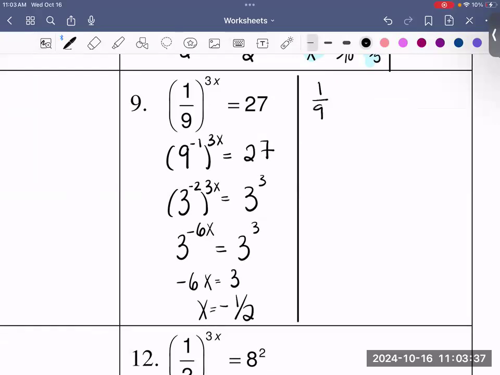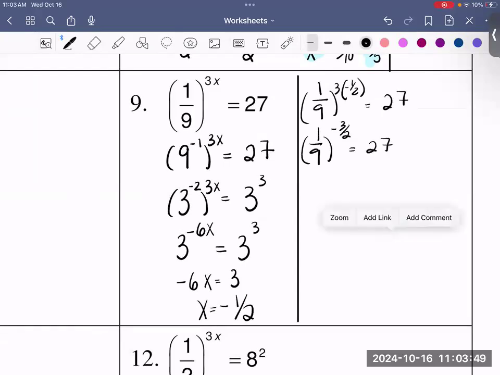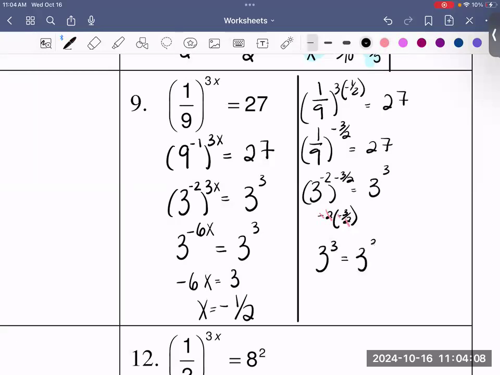So you have 1 over 9 times 3 to the negative 1/2 is equal to 27. So you have 1 over 9 times negative 3 over 2 is equal to 27. Let's change your bases and raise that 9 up as we did from before. So again, this is looking at negative 2 times negative 3 over 2. Your negatives are going to cancel, and the 2 cancels with the 1 below it. So we're left with 3 cubed is equal to 3 cubed. And again, that is our correct response.